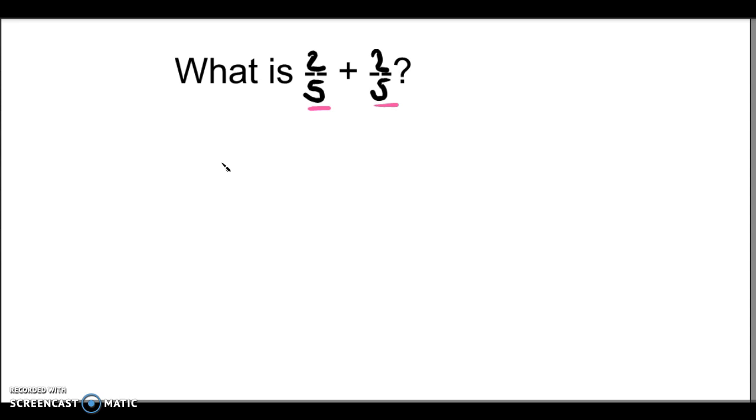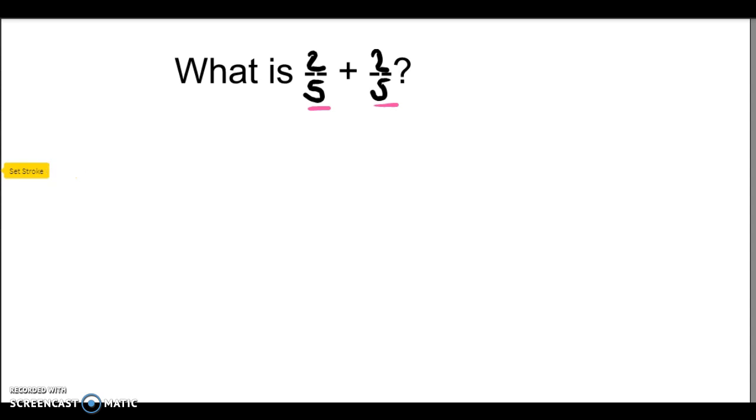I always think about fractions like apples and oranges, right? If I said I have 3 apples plus 2 strawberries, how many oranges does that equal, right? That doesn't work because they're not the same types of fruit. Same thing with fractions. I can't add them unless they're the same type of fraction. So in this case, both of my fractions are of the fifths type, which means I can add them.